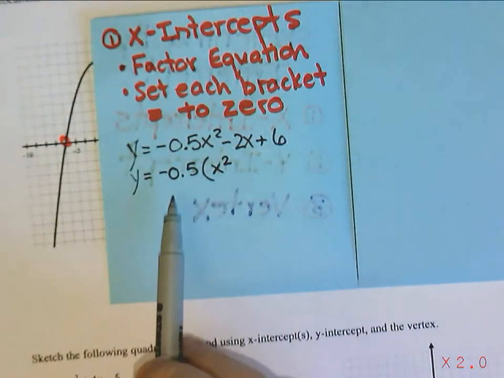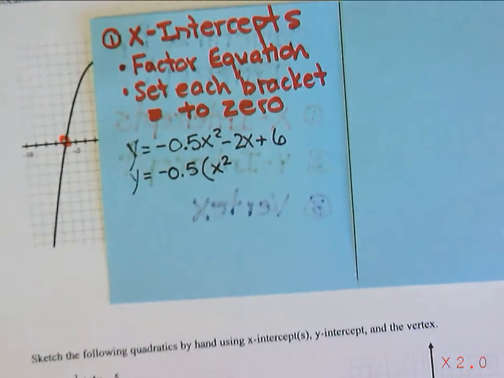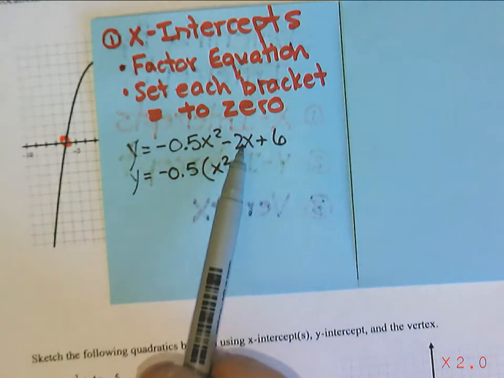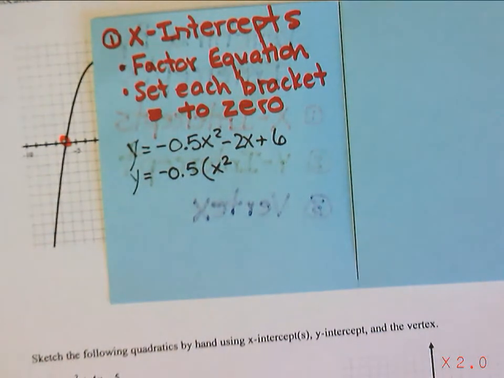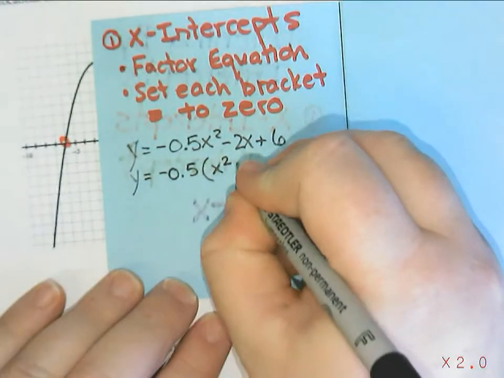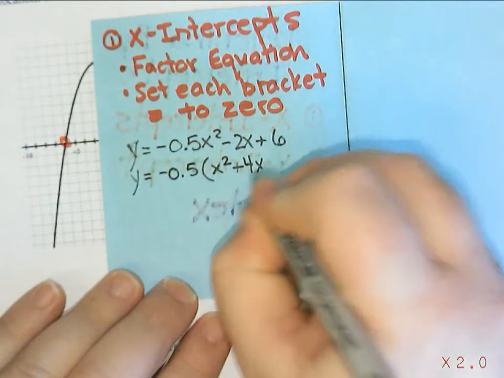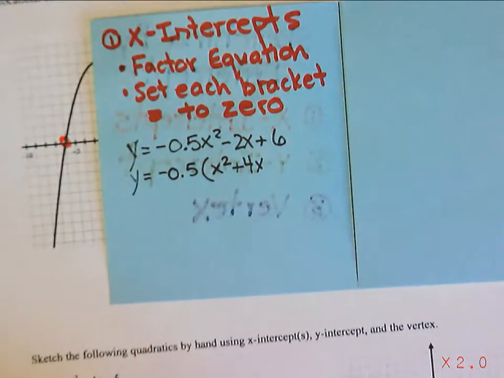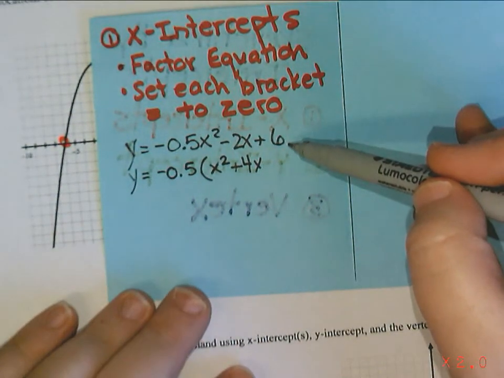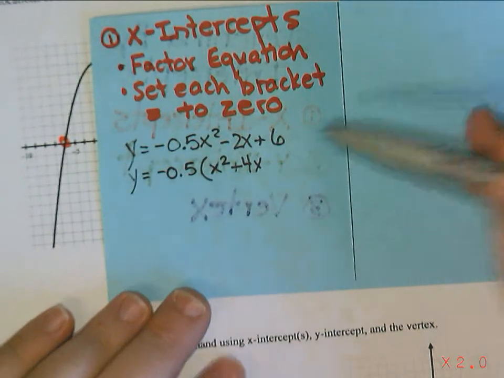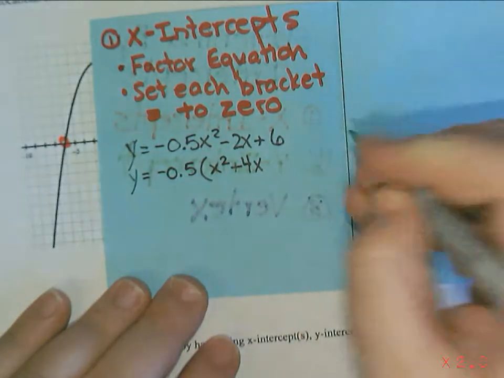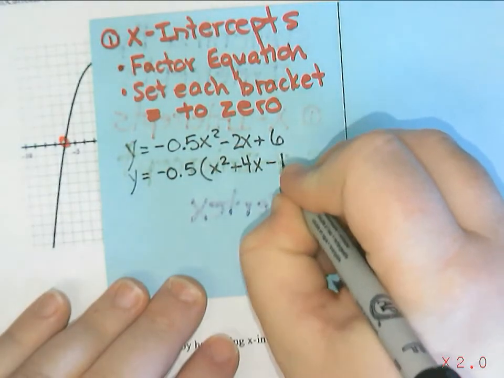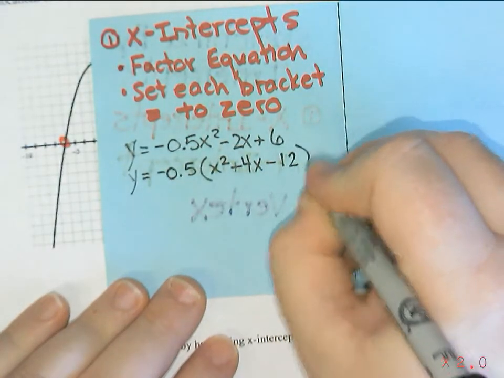What do I need to multiply negative 0.5 by to get negative 2? That's a little trickier. And if you can't figure it out, you can take negative 2 and on your calculator divide by negative 0.5. And it works out that the answer is 4. 4 times negative 0.5 gives me negative 2. And then what do I multiply negative 0.5 by to get 6? You could do 6 divided by negative 0.5, or you could figure it out in your head, and it works out to be negative 12.